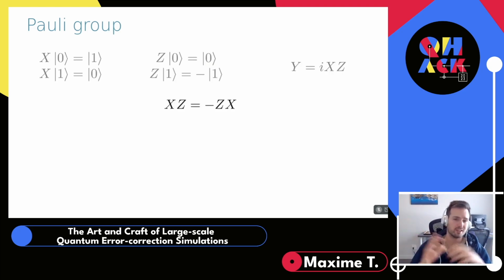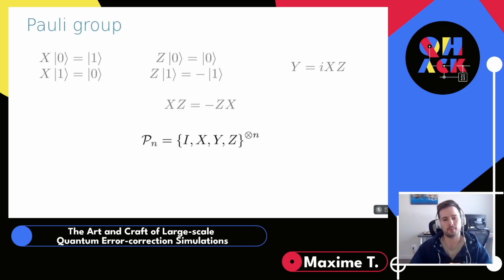One interesting property is that they all anti-commute pairwise, so for XZ, if you want to apply them in the reverse order, you need to add a -1 phase. And okay, so this is it.